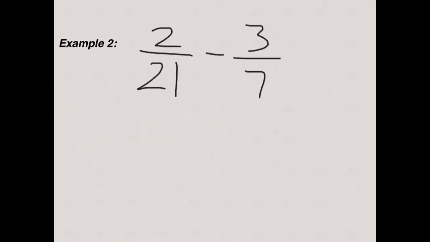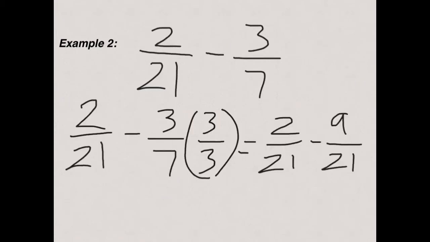Now example number 2 has to do with when you're going to end up with a negative number. We're starting with 2 over 21 minus 3 over 7. And in this step, you'll see that 2 over 21 minus 3 over 7, in order to be able to subtract that, I need to have the same denominator. Now I know 7 has a relationship to 21 because 21 is a multiple of 7. In order to get there, I have to multiply 7 times 3.